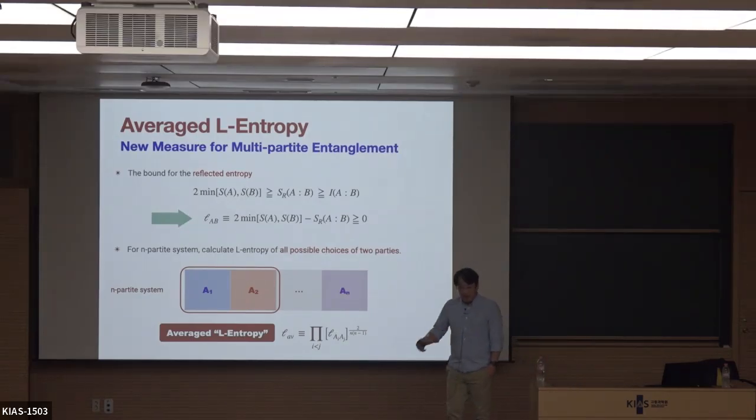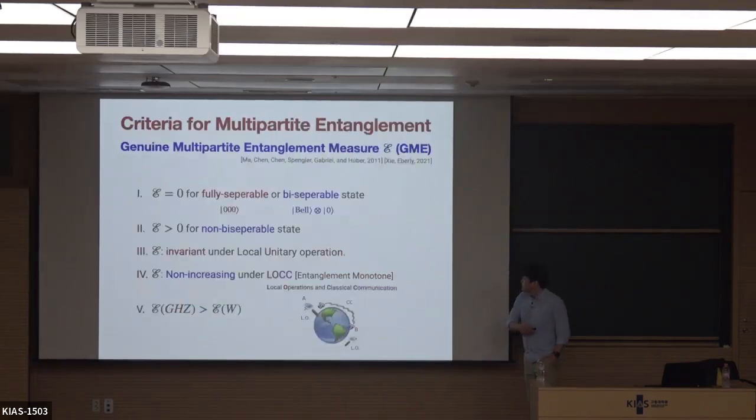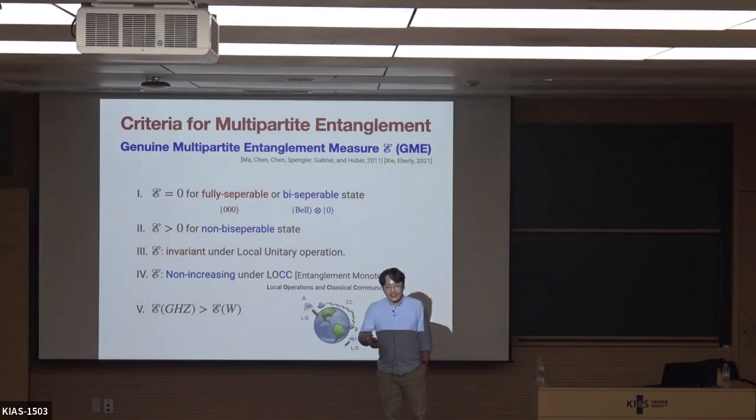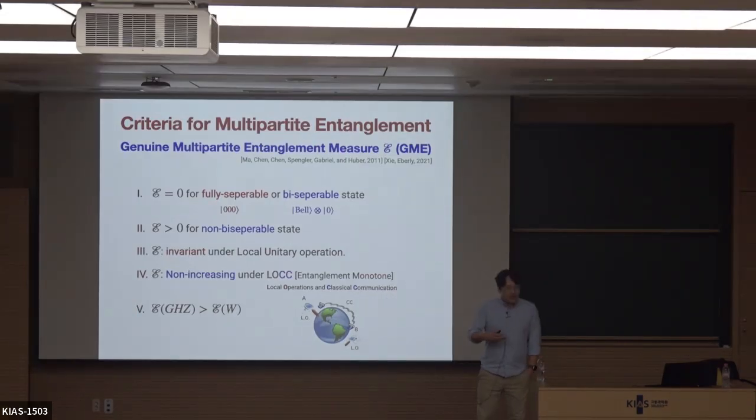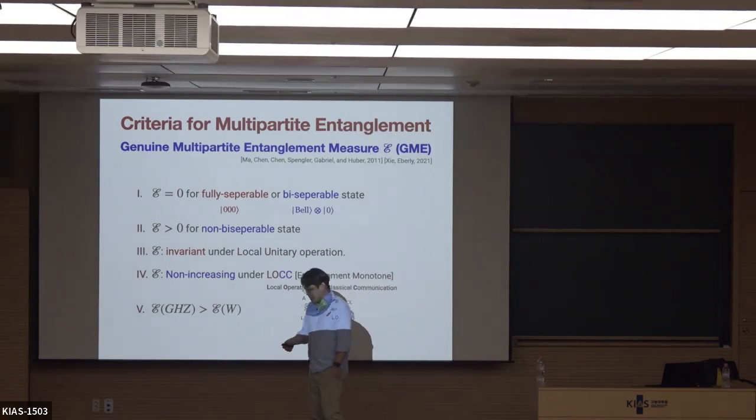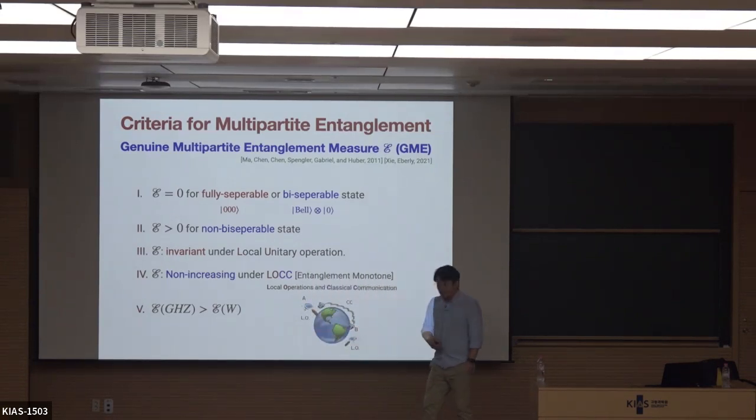The reason why you multiply them is that, as you can see later, if some of them become zero, then the whole product becomes zero, and zero in this measure means that it's a separable state. I will explain soon. So we define this L entropy, but anyone can define their own measure. In fact, there are many proposals for multipartite entanglement entropy.